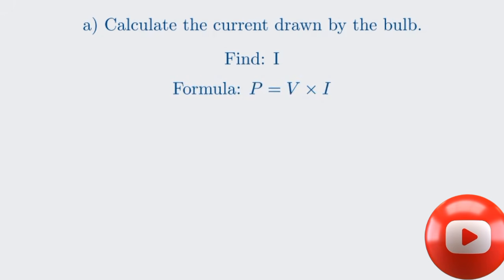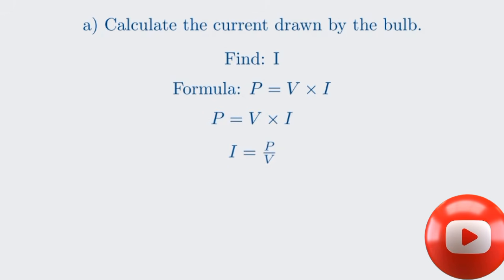This formula tells us that the rate at which energy is used depends directly on how much push the charges have, and how many charges are moving per second. Power is the product of voltage and current. We know P and V, but we want to find I. So we need to rearrange this formula to solve for I. If P equals V times I, then to get I by itself, we can divide both sides of the equation by V. This gives us current equals power divided by voltage.